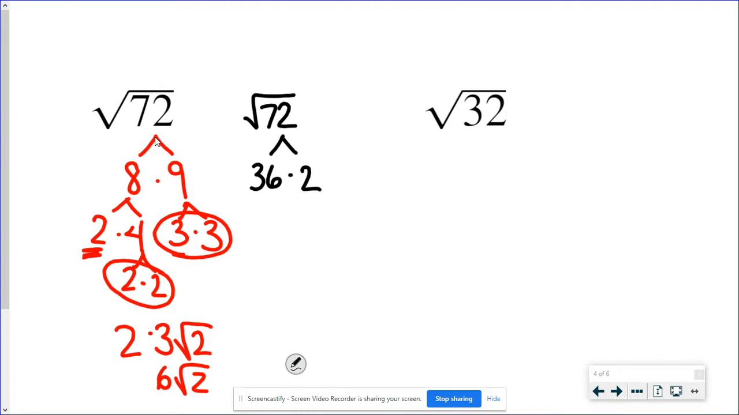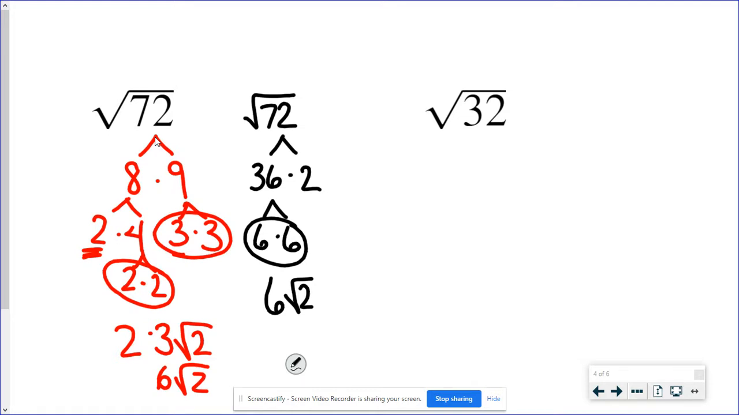Now that 36, I could split up lots of different ways, right? I could do 2 times 18, I could do 4 times 9, I can do 3 times 12, or I could do 6 times 6, because that gets me a pair. I don't need to split it up into 2s and 3s and circle a pair of 2s and a pair of 3s. That's my 6. That's a pair. That would break out of the radical. And then the one that didn't break out is the rad 2. Same answer, just different ways to get there.